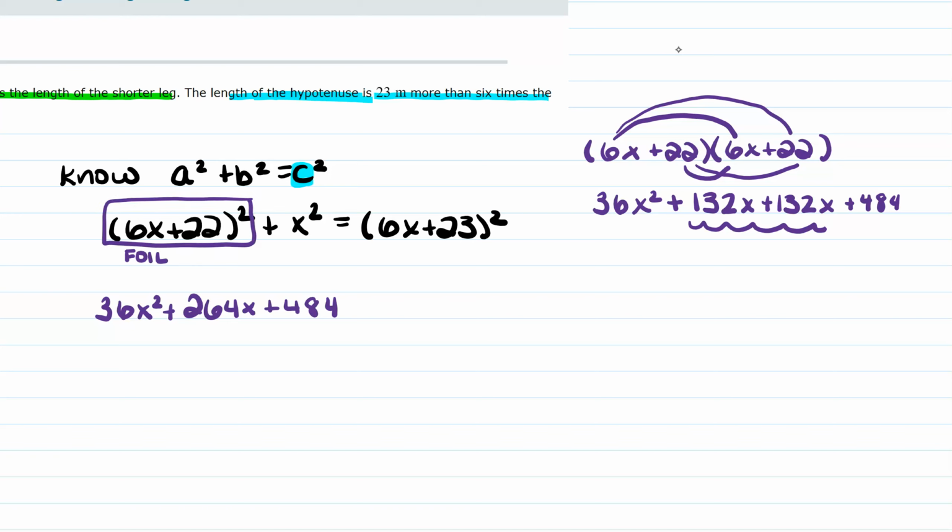That was just this part. Let's do the next one. Well, there's nothing to really do. That one just gets plus x squared.